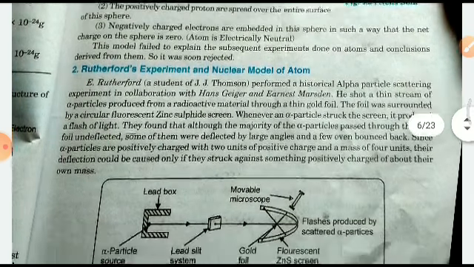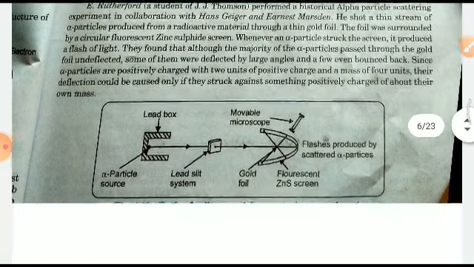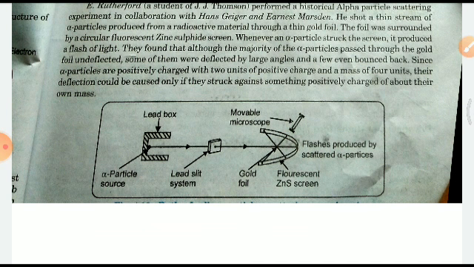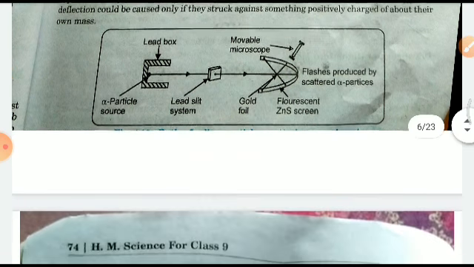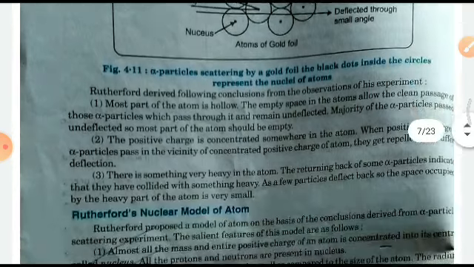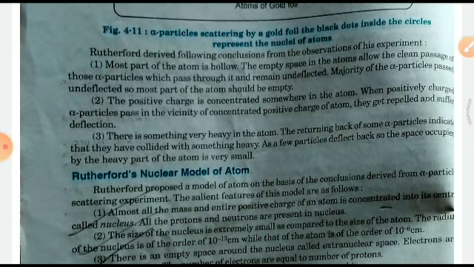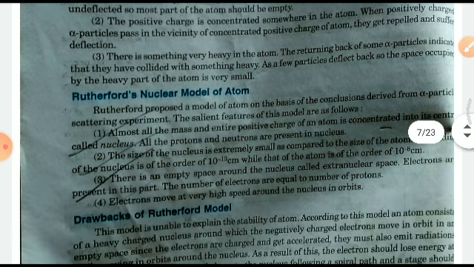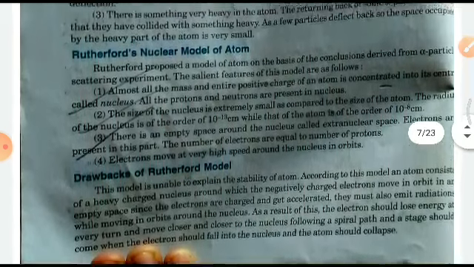Then Rutherford conducted an experiment for the nuclear model, and this was his apparatus setup: the microscope, the lead box, alpha decay through a lead slit, and a fluorescent zinc sulphide screen with gold foil. The following observations were made. Most of the atom is hollow. The positive charge is concentrated somewhere in the atom, and there is something very heavy in the atom. The returning back of some alpha particles indicates they have collided with something very heavy. On the basis of this experiment, Rutherford gave his nuclear model.